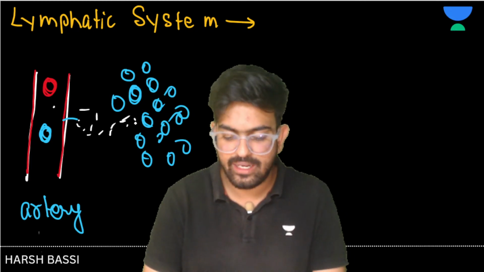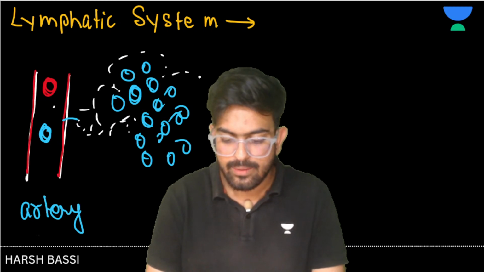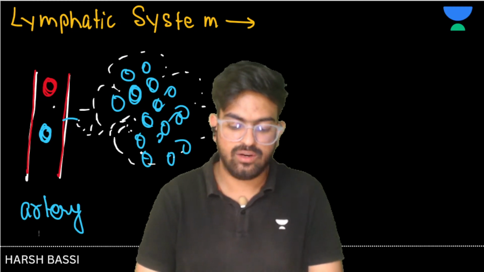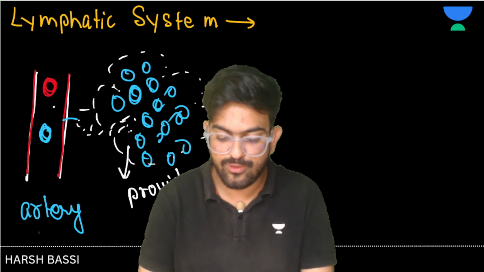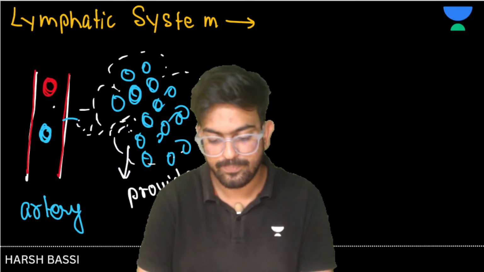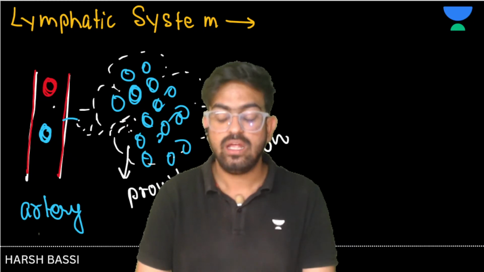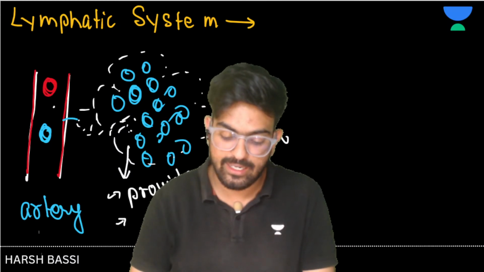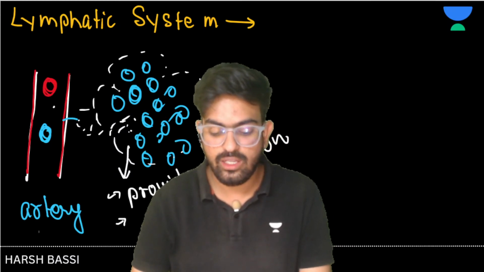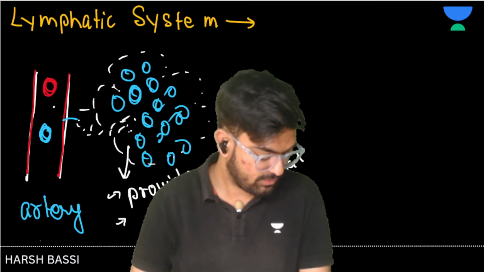So what will happen? Fluid will come here and surround these tissues, and what will it help with? It will provide nutrition. What is the work of this fluid? It will provide nutrition, and it will remove the waste material.